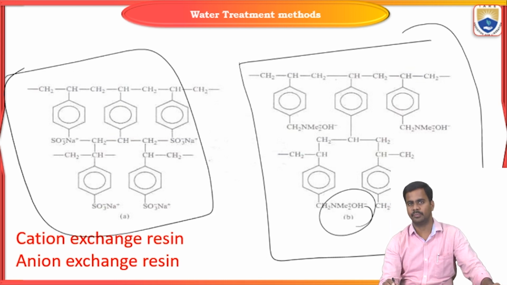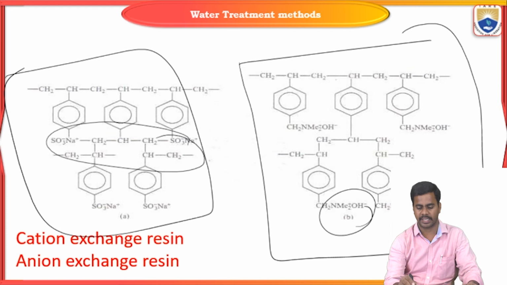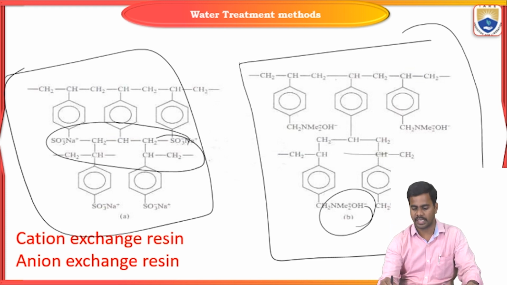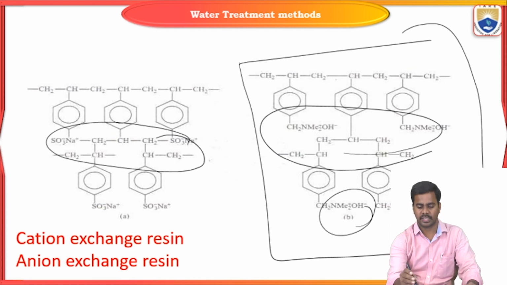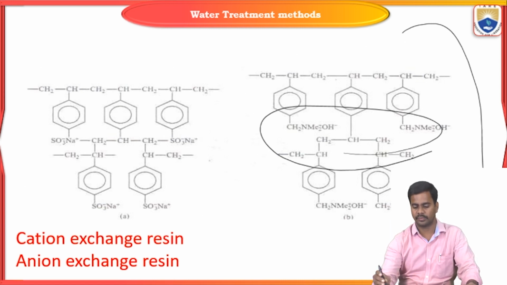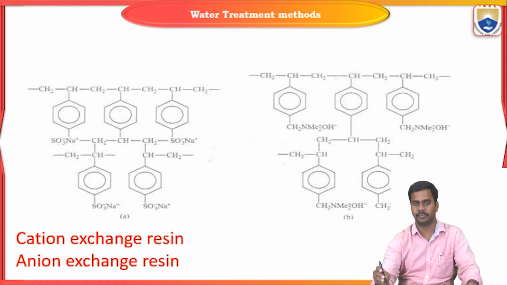So as I told you, resin is a macromolecule which contains a microporous structure and cross linkages. This is known as cross linkage. This is a cross linkage between the molecules of the complex. Okay, so this type of resins we are going to use in the ion exchange method to remove hardness from the water.